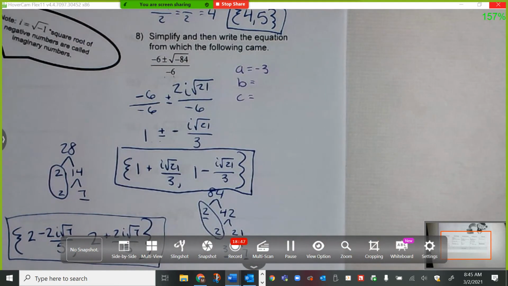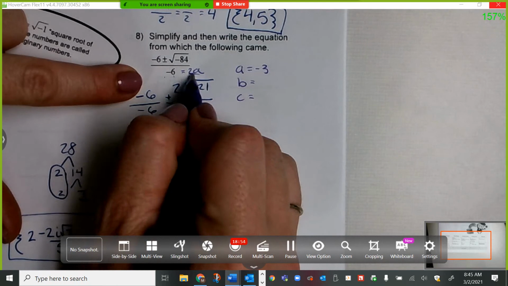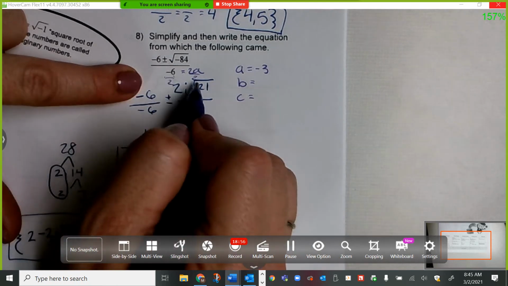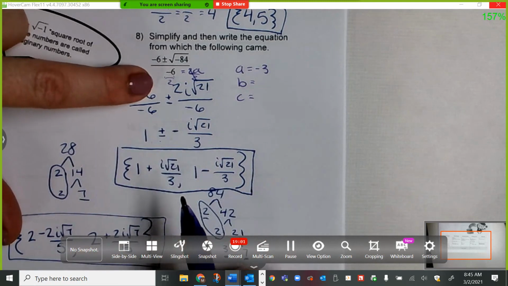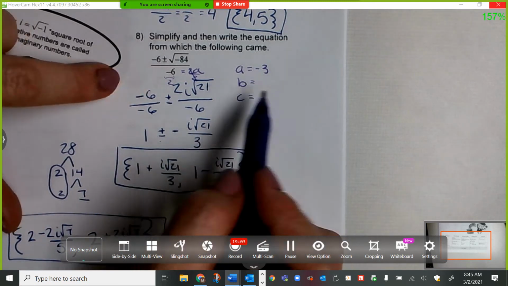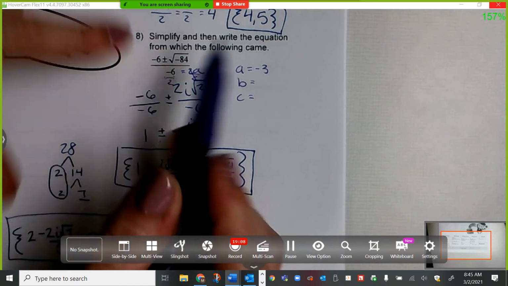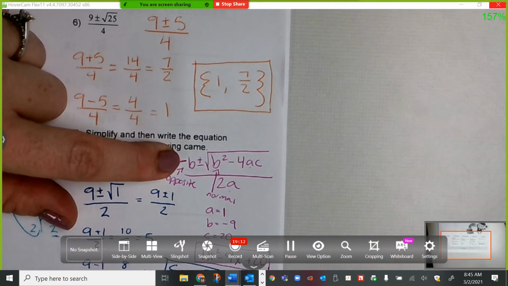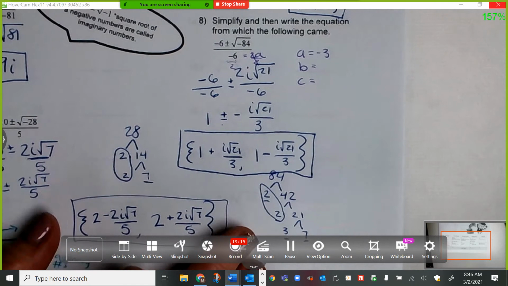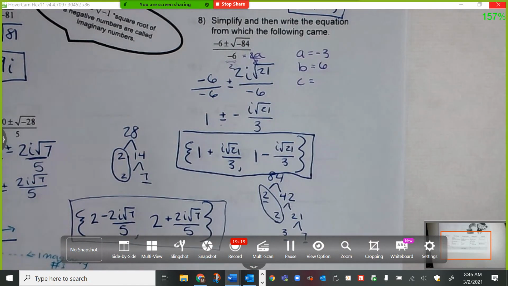Because remember, on the bottom is 2 times A. So if I divide both sides by 2, then technically I get negative 6 divided by 2, which is negative 3. Now, what do we know about in the front? What's in the front? Opposite of B. What's the opposite of negative 6? Positive 6. So we're most of the way there.